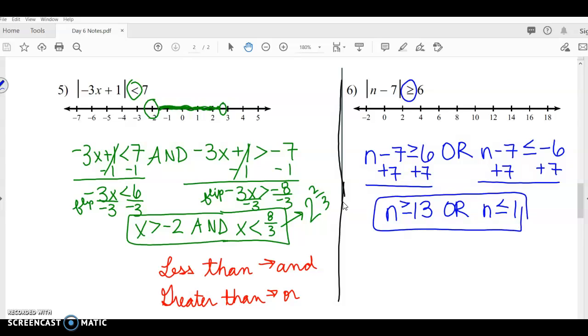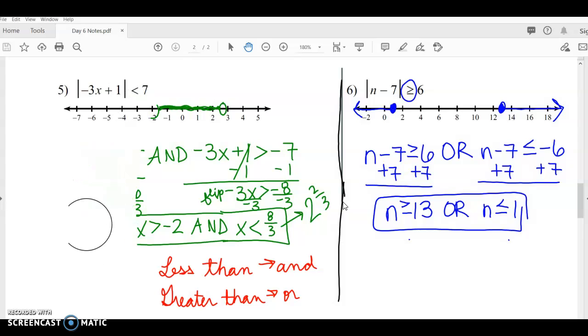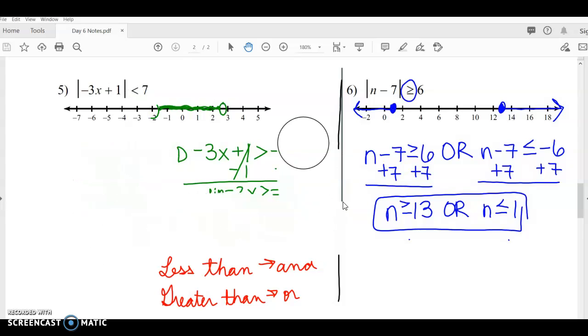It's an or. So I can be here or I can be there. So I can be at 13 solid to the right, or I can be at 1 solid to the left. Less than and greater than or.